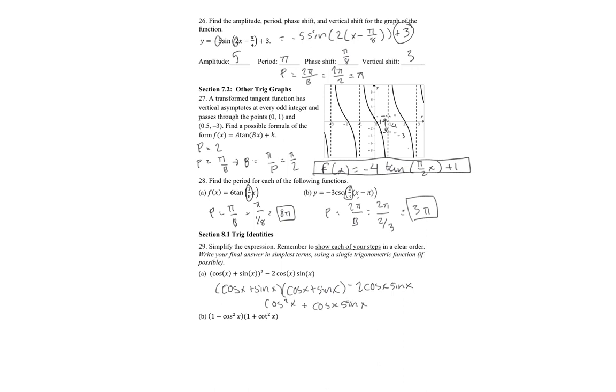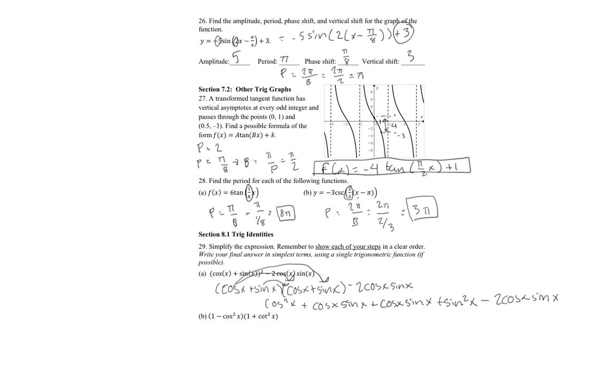And then we got sine times cosine. Sorry, I'll write these out like that. And then sine times cosine, which will give us another cosine x sine x. And then at the end of that, we'll have sine times sine, which is plus sine squared of x. And then we still have that minus 2 cosine x sine x.